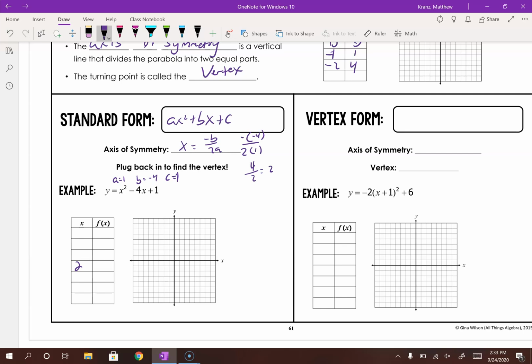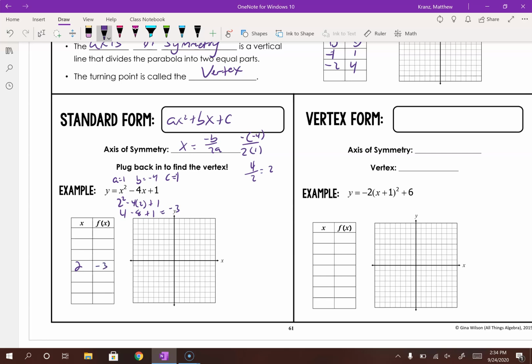Now, to find the y of our vertex, I substitute 2 in. 2 squared minus 4 times 2 plus 1. 2 squared is 4 minus 8 plus 1. 4 minus 8 is negative 4. Plus 1 gives me negative 3.